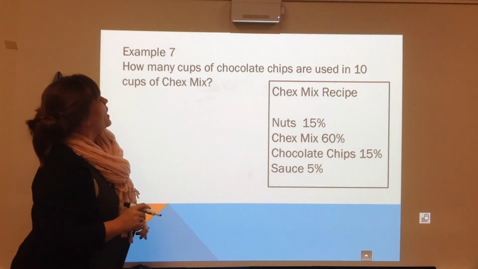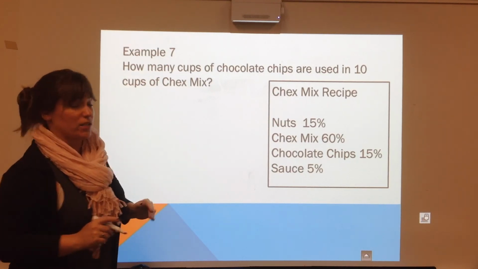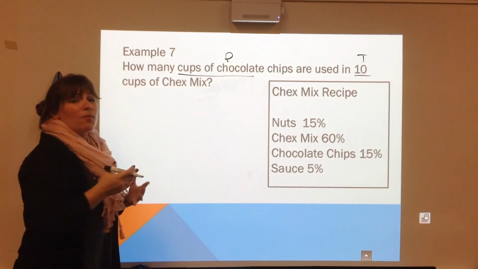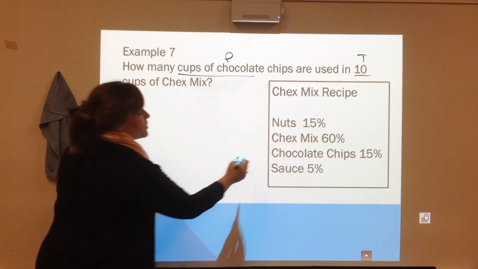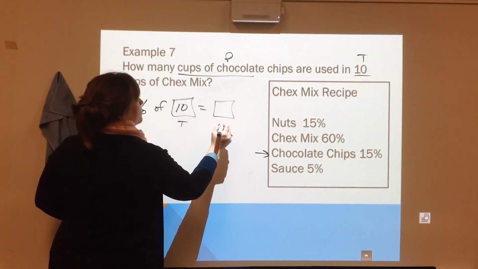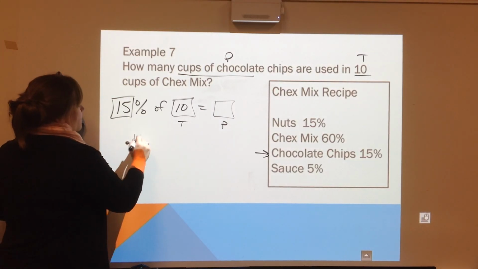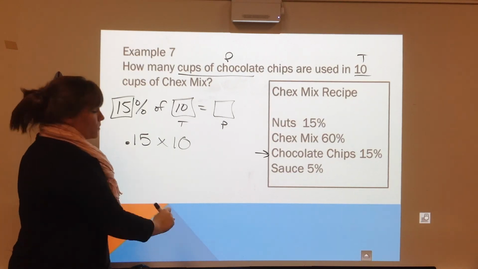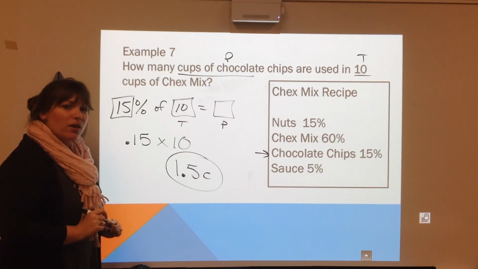Example 7 asks how many cups of chocolate chips are used if there are 10 cups of Chex Mix. So the 10 is actually the total, and we just want to know how much of that is made up of chocolate chips. And now we have our chocolate chip percentage to use. I'm also going to do the skeleton, a percent of a number. So I'm just going to be multiplying 0.15 times 10. I know when I do that, the decimal point just moves over 1 spot, and I have 1.5 cups of chocolate chips.